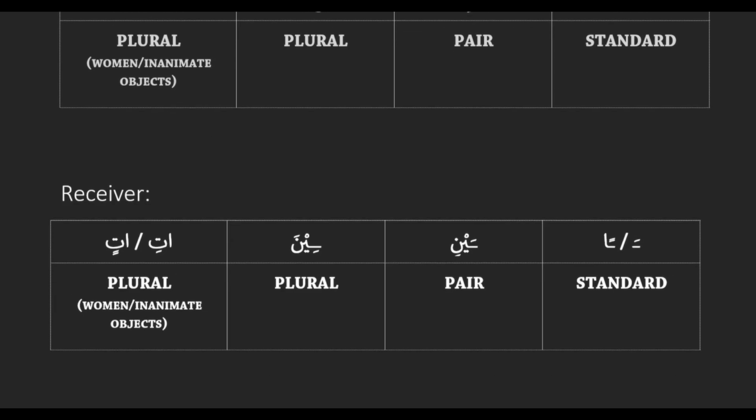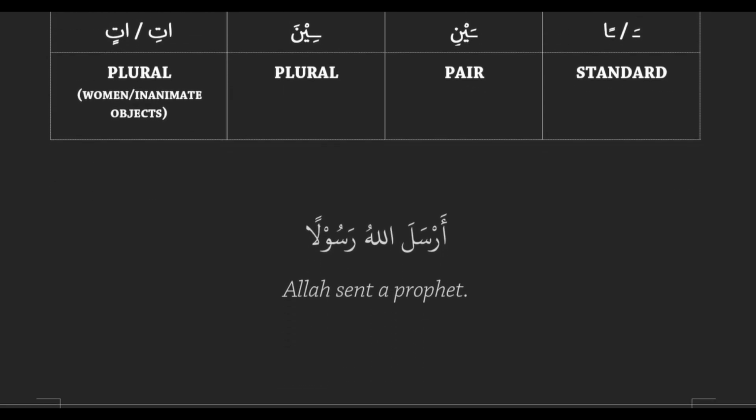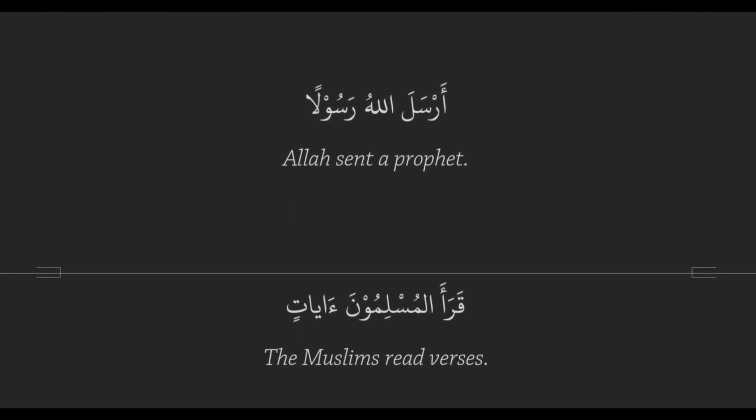So last time we did some label practice. You ready to look at some real sentences? Full sentences? Yes. Okay, let's see how this plays out. So the first sentence we're going to be looking at is Arsalallahu Rasulan. Help me work through this. What are my steps? How do I think through this? I don't know where to start.